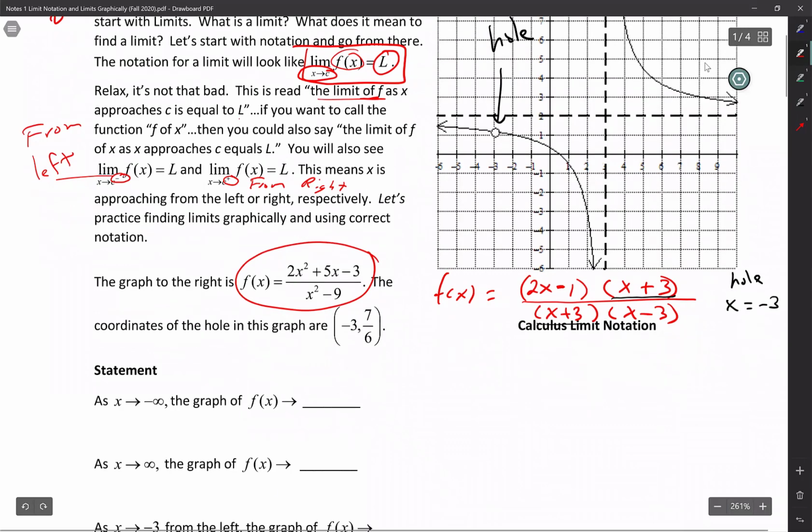All right. So there's my hole. They found that the hole is at negative 3, 7/6, and of course that makes sense. If you plug in a 3 into what's left, 2 times 3 is 6, 6 minus 1. Oh, hold on. What was canceling? x plus 3. Did I mess up? Oh yeah, 2 times negative 3. 2 times negative 3 is negative 6. Negative 6 minus 1 is negative 7. And then negative 3 minus negative 3 is negative 6. And then negative 7 divided by negative 6 is a positive 7/6. So we're good, guys.